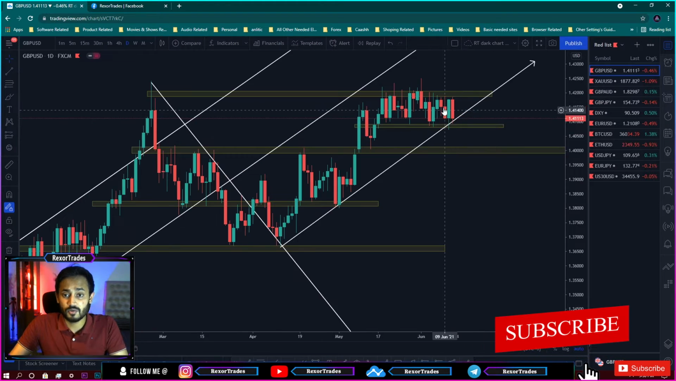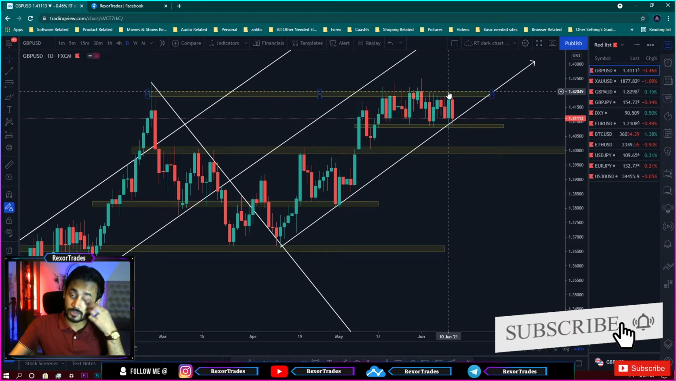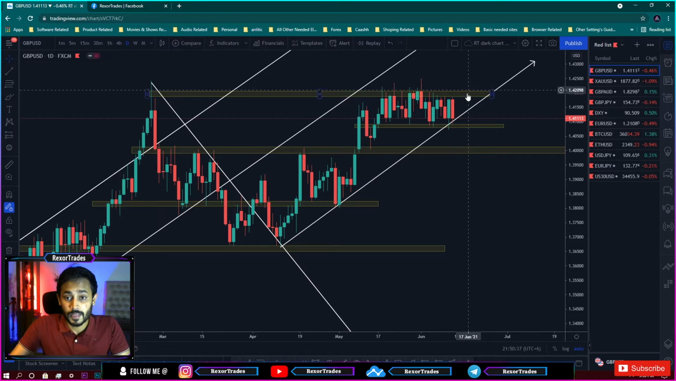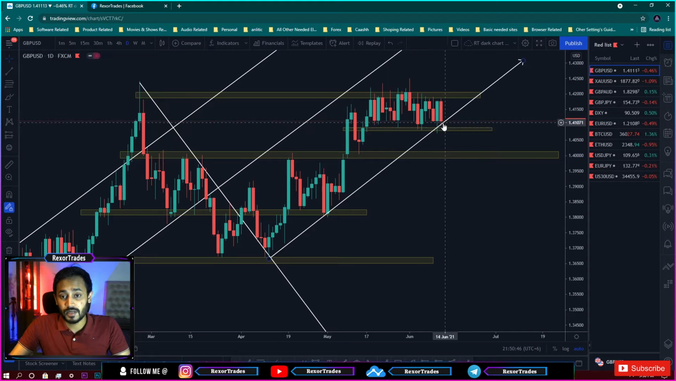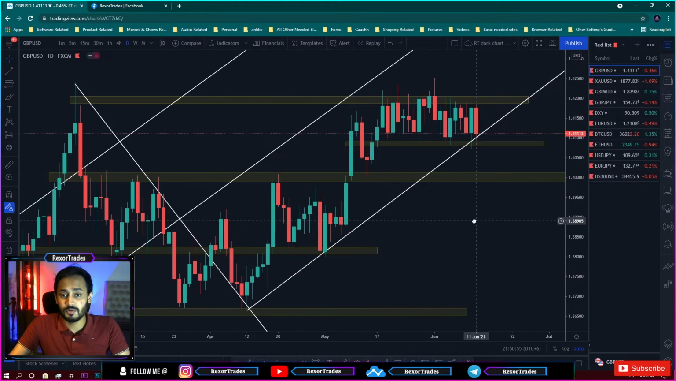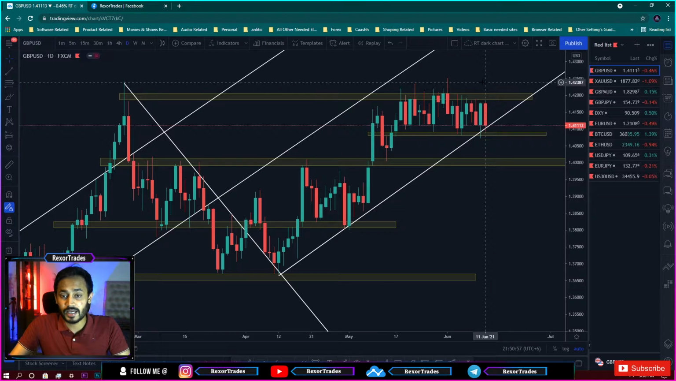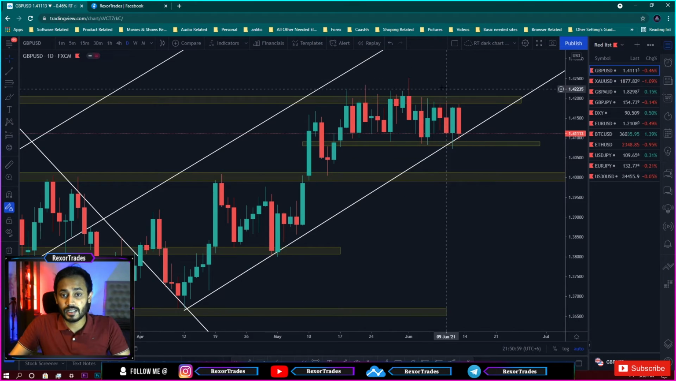So if GBPUSD makes a breakout of this zone by bullish momentum, that will also be a retest on this trend line and then the trend continuation. But if GBPUSD makes a break below this trend line and also makes a break and close below this zone, then it might come towards this zone over here.